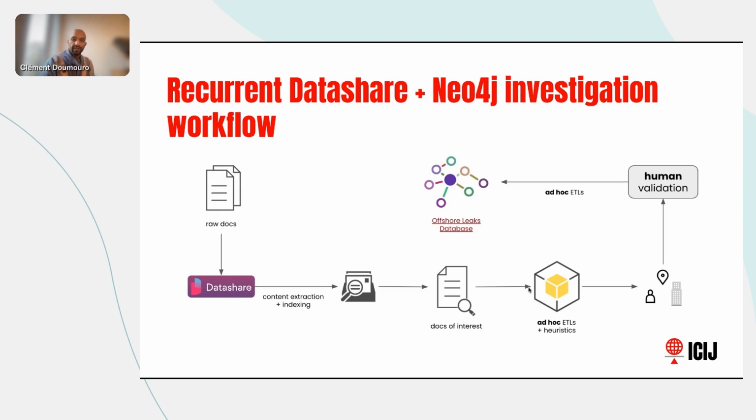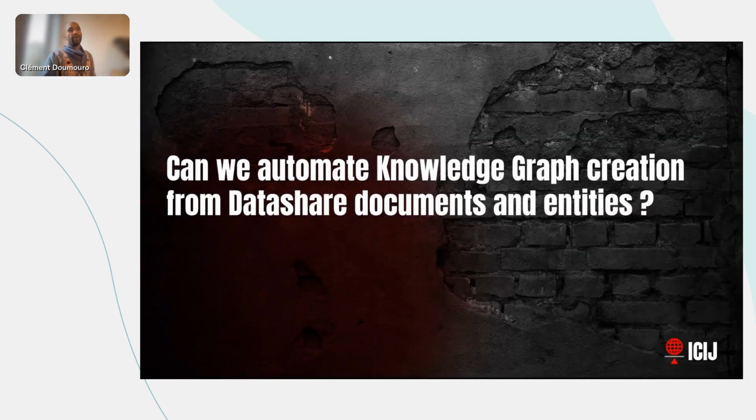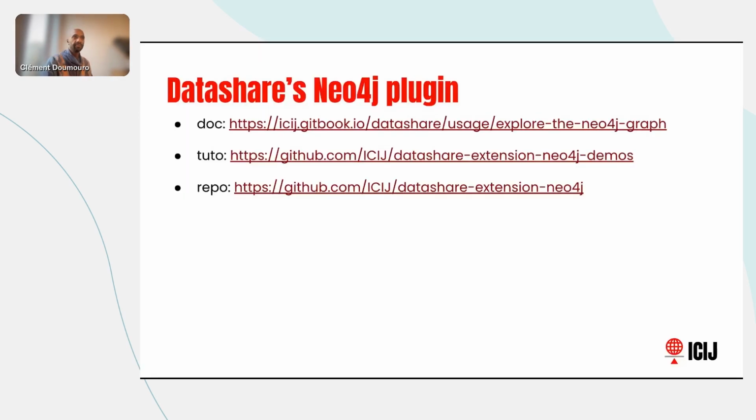However, as you can see, this pipeline involved many custom and ad hoc steps, which had to be re-implemented from one investigation to another. So we asked ourselves the following question. Since Datashare also automatically extracts named entities from documents, can we create a knowledge graph from these entities instead of using custom NER pipelines and heuristics like we did for the OLDB?